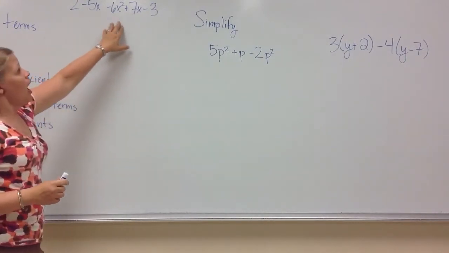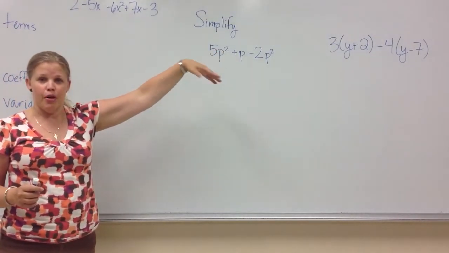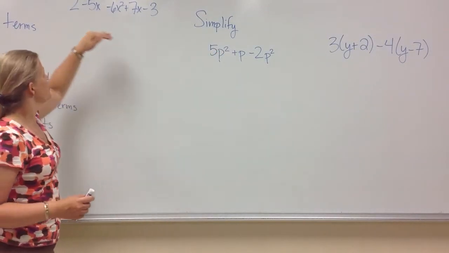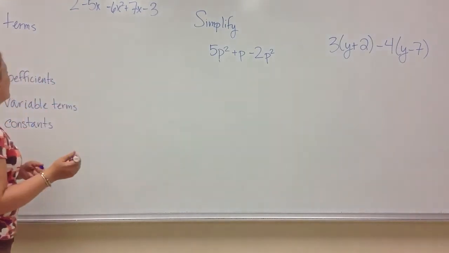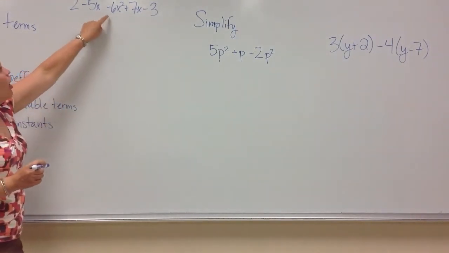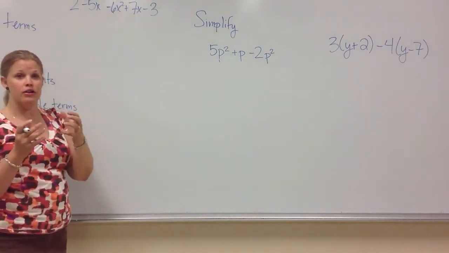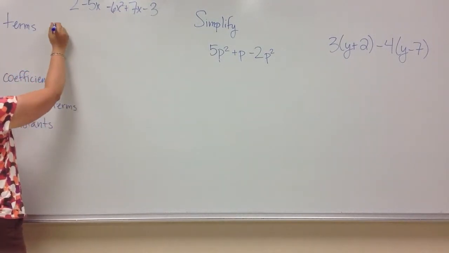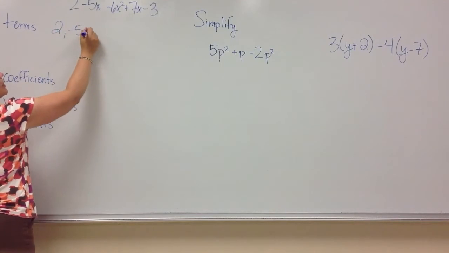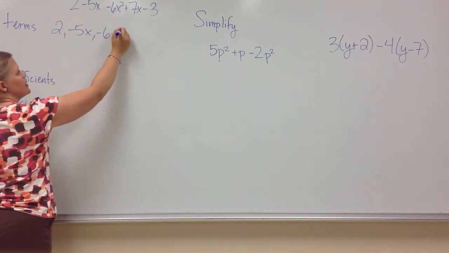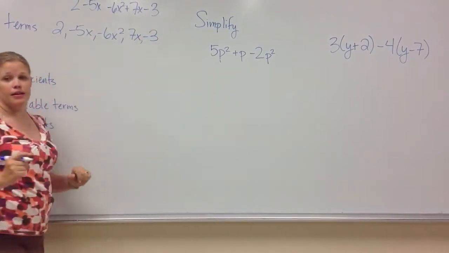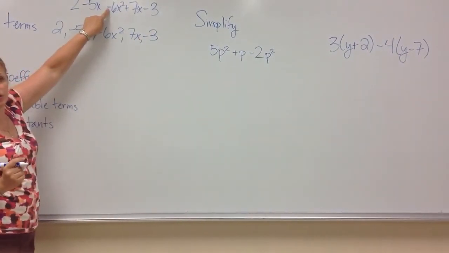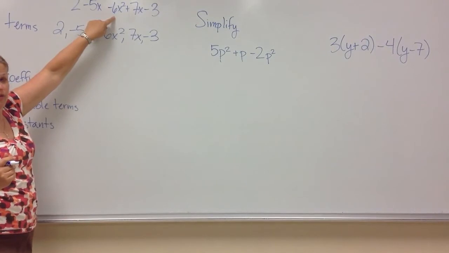Anyhow, before we can get to the simplified part, we need to just review some things. You're going to work with expressions. Remember, they don't have equal signs. And terms are all the little pieces that you can add or subtract together. So the terms here are 2, negative 5x, negative 6x squared, 7x, and negative 3. Remember, the sign goes with the number that it's right in front of.